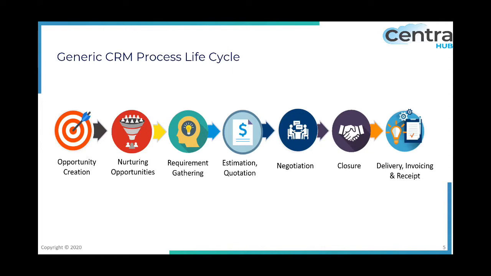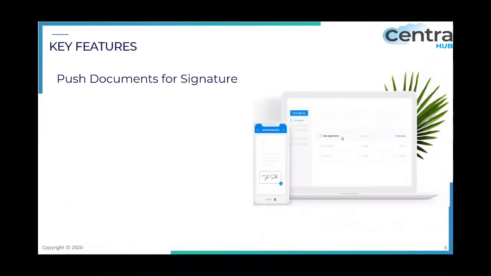Upon closure, there is a contract being created, which is another connection for digital signature, followed by delivery, invoicing, and receipts, which is also a connector for digital signature, which helps process optimization. The key features: first and foremost, push documents for signature from the CRM platform. Sign documents on the move, because the platform is available on the mobile as well as on the web. So your signer can do the signatures while on the move as well.